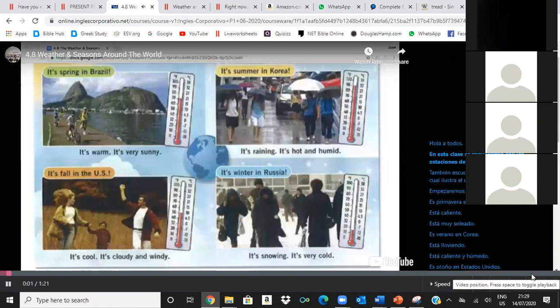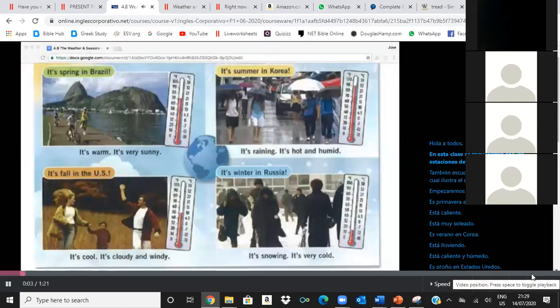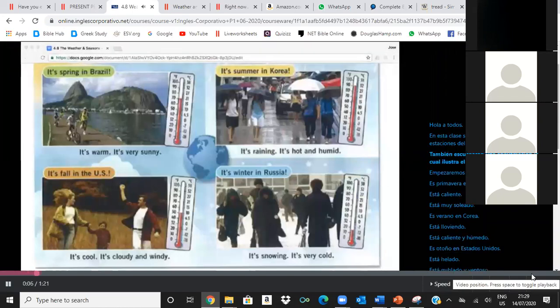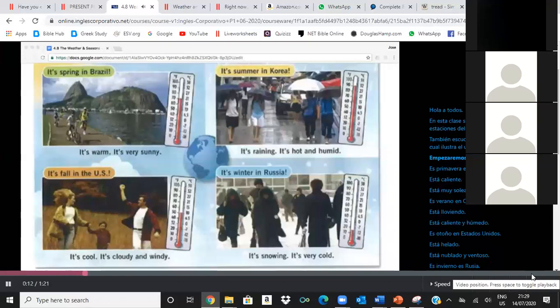Hi, everyone. In this class, you'll become familiar with the weather seasons. And you'll also listen to a conversation which illustrates how this topic is used. Let's start by listening and repeating.